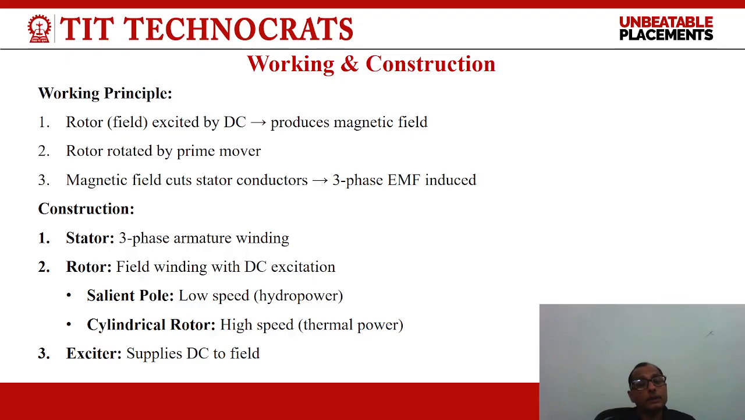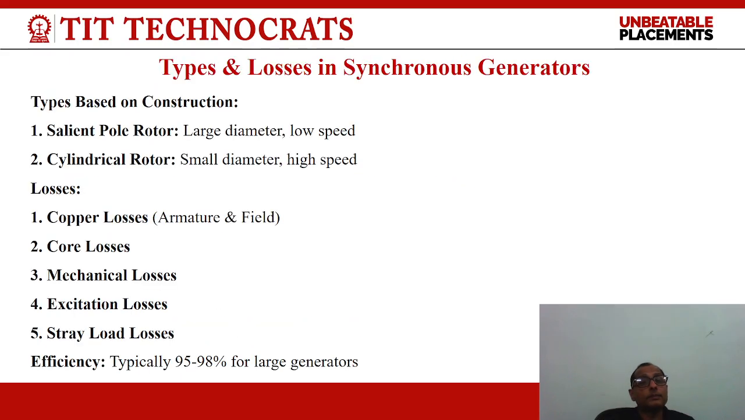In construction, we have the stator, which is made up of three-phase armature winding, placed 120 degrees apart to form a three-phase winding. Field windings with DC excitation, that is the rotor. Rotor is of two types: salient pole, which is low speed and driven by hydropower. Second is the cylindrical rotor, which is high speed, driven by thermal power. The exciter is the one which supplies DC to the field windings placed on the rotor to magnetize the magnet. So based on types of construction, we have the salient pole rotor, which is large in diameter and low in speed, and the cylindrical rotor, which is small in diameter and high speed.